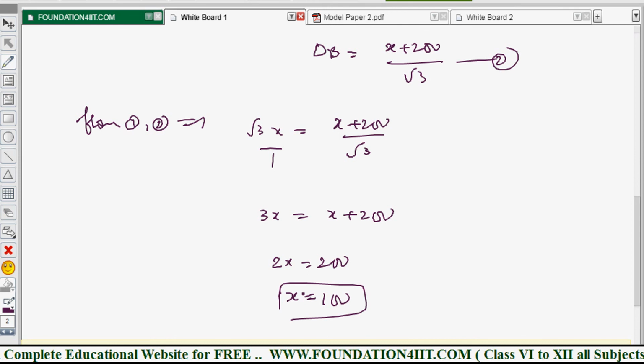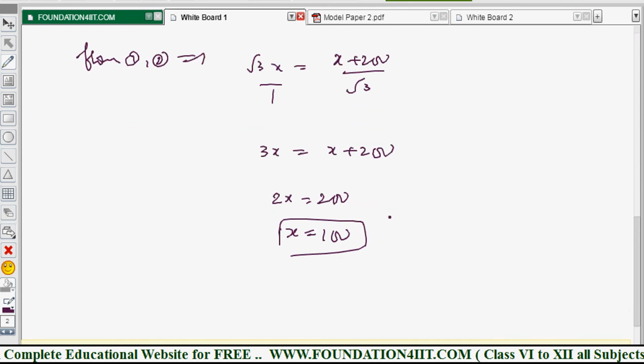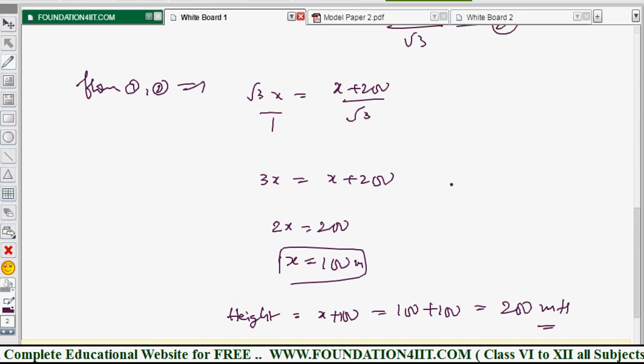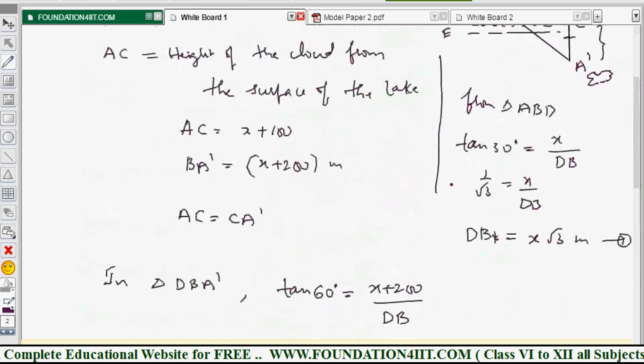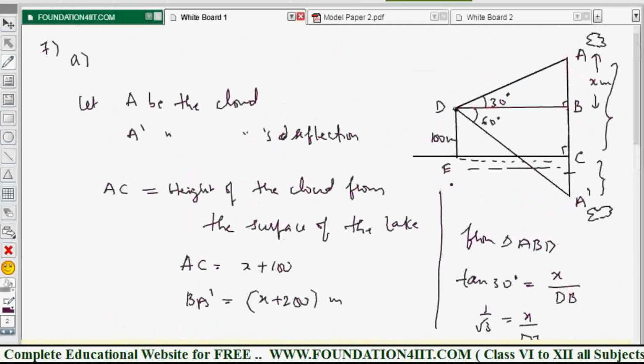That is, the height of the cloud from the surface of the lake is total 200 meters now. The x value is 100 meters. Then height is equal to x plus 100, therefore 100 plus 100, because already 100 meters above the lake. So 200 meters is the height of the cloud from the surface of the lake. So we can observe this and we can solve this. And next one.